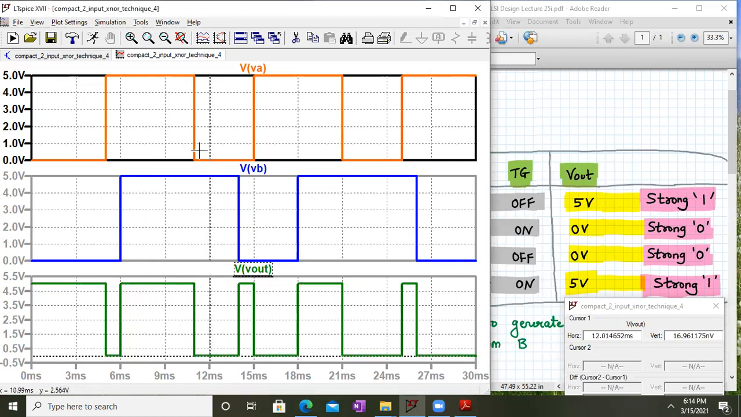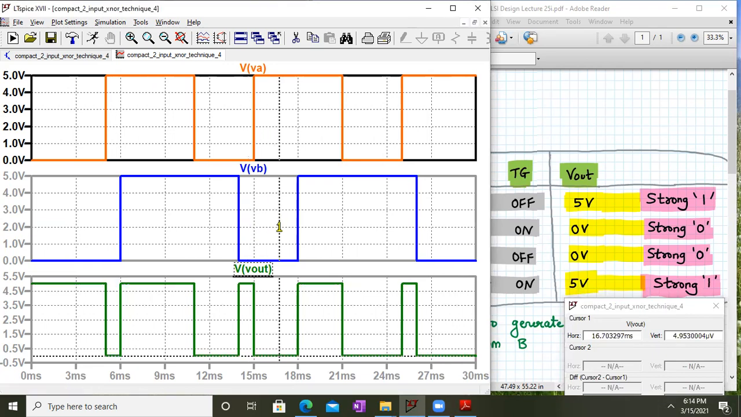Next case, we have A as 0 volt and B as 5 volt. That is the second case. And in this case, we get a very strong logic 0, as you can see, 16.96 nanovolt is a logic 0. Next is VA and VB again 0 and 0, and we get a strong logic 1 at the output, that is 5 volt.